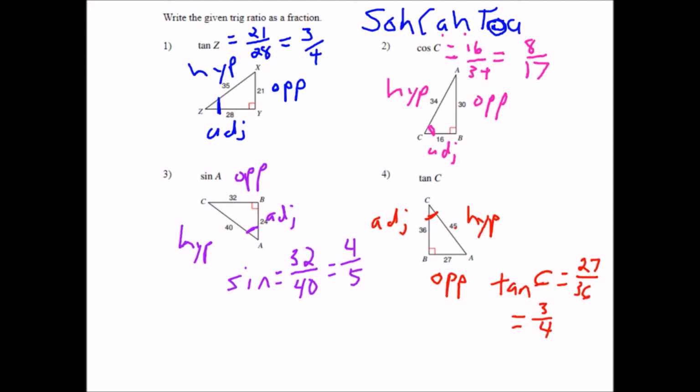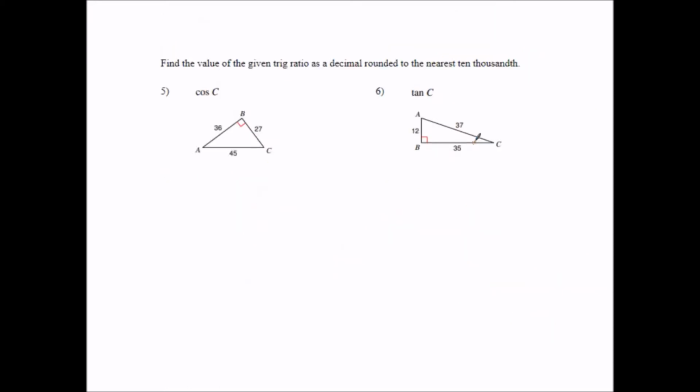All right, and then next, find the value of the given trig ratio as a decimal rounded to the nearest 10,000th. So just so we're all on the same page, there's the ones spot, or the whole number, tenths, hundredths, thousandths, 10,000ths. So we're talking about 4 numbers after the decimal. So let's do number 5, cosine of C.